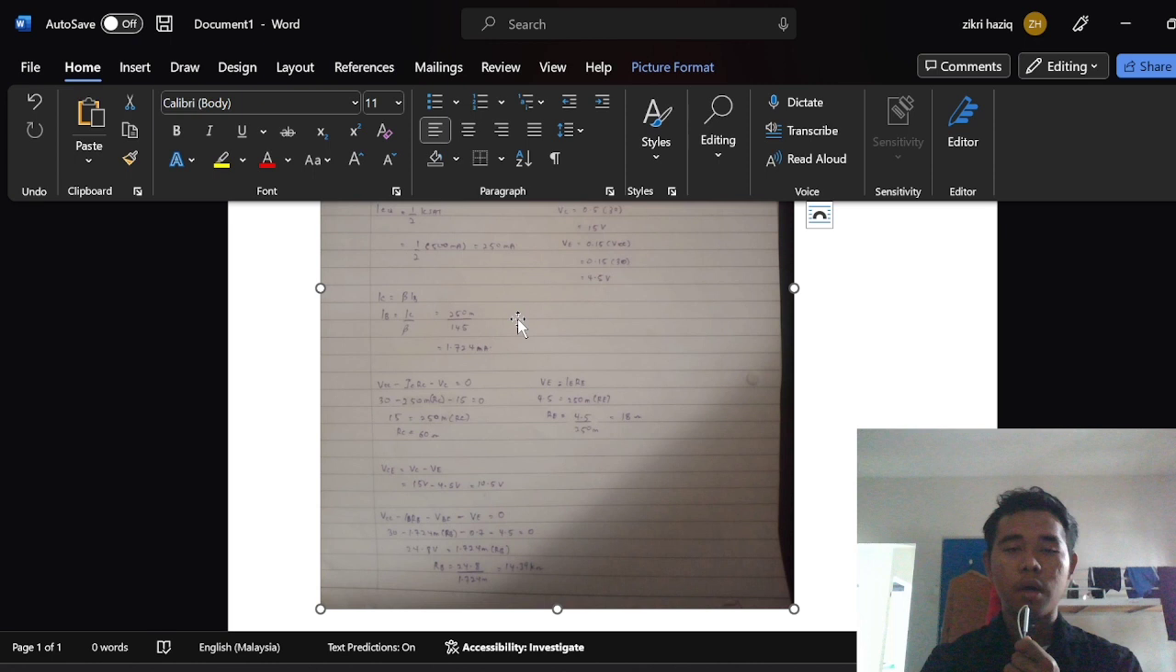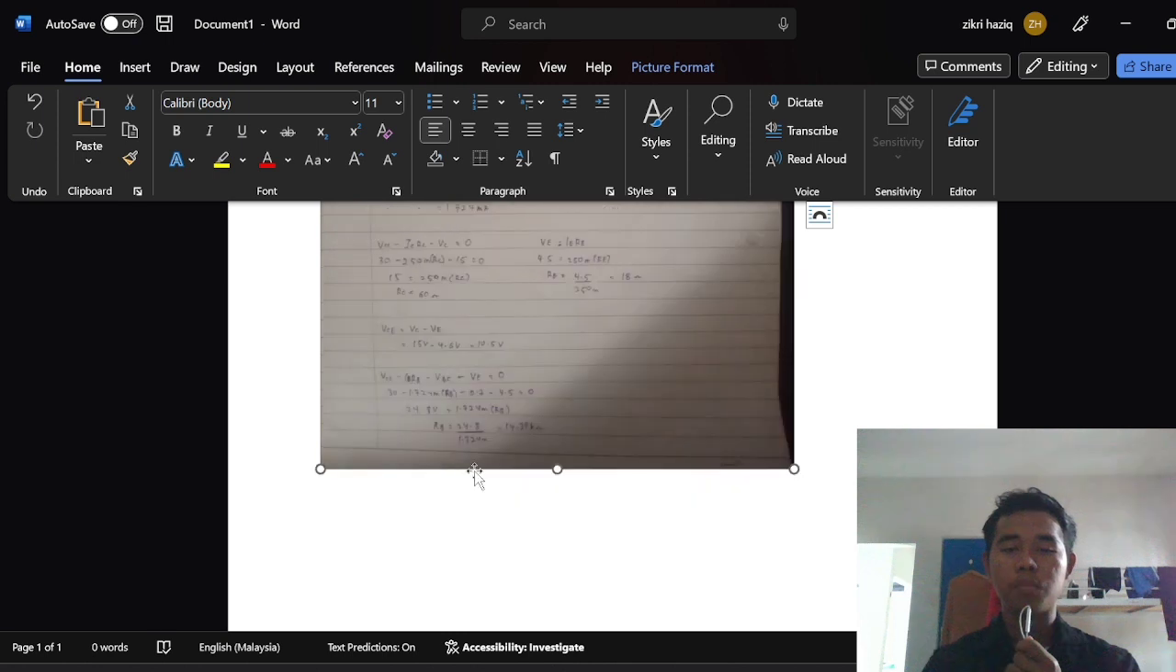Then next we have to find the RC and RE. After we find the RC and RE, we should find the RB. To find the RB, we must find the VCE first, and after we find the VCE, we can get the RB value by this formula. Okay, now we go to the simulation.